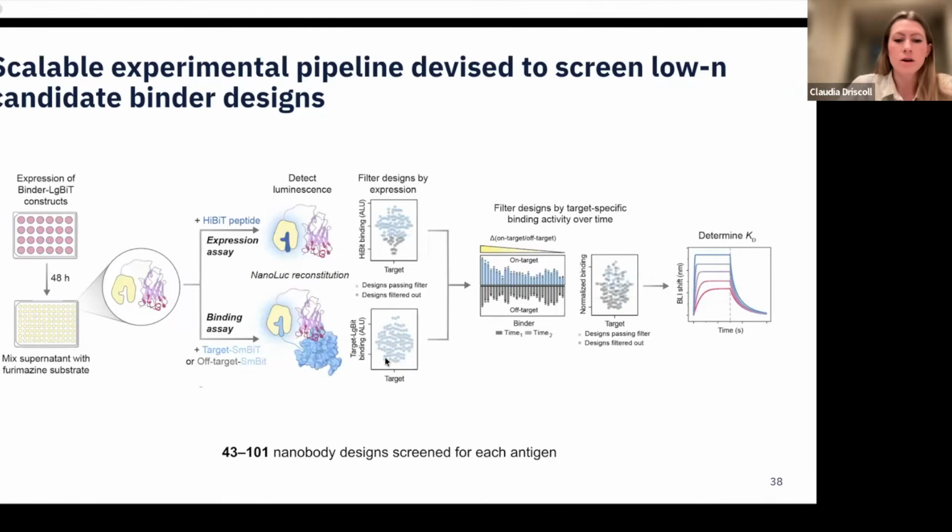So we took luminescence measurements at 2 time points. We'll just call them T1 and T2. The idea here is that if you have a true binder, you should get an increase in luminescence between your 2 time points. I'll talk about filtering parameters in a second. But as a whole, we screened about a 96-well plate, or a bit more, for each target.